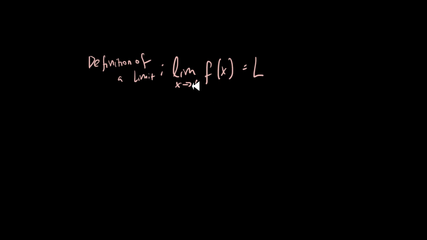Definition of a limit. The definition of a limit is this formula: the limit of f(x) when x approaches a equals L. So what it means by x approaches a is that there's a certain value a, and x comes infinitely close to it but never touches it, and that defines a limit. When it gets really close to it but doesn't touch it, because of that it equals another value.